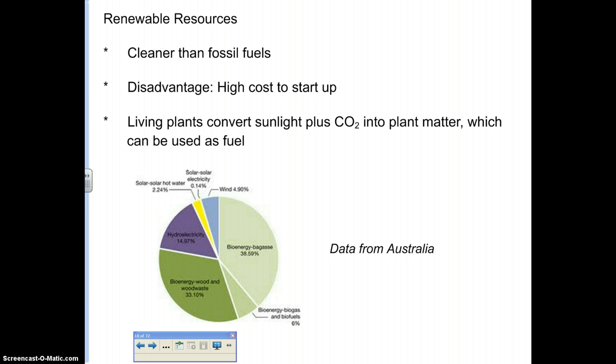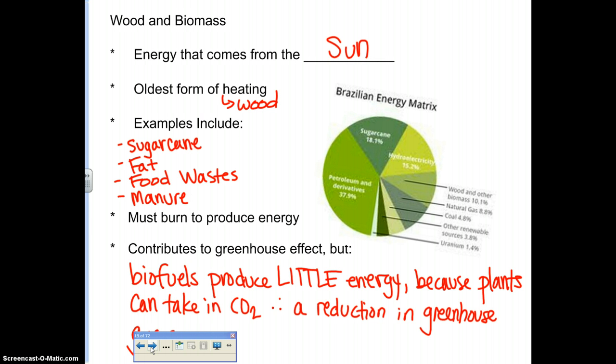Also, living plants convert sunlight plus CO2, carbon dioxide, into plant matter. That's a good thing because all of that can be used as a fuel, and since it's renewable, plants die, right? Then it can be a resource that we can use. For instance, Australia uses a lot of renewable energy, such as wood, hydroelectric, solar, wind, biomass, etc. So other countries are definitely jumping on board with the renewable resources.